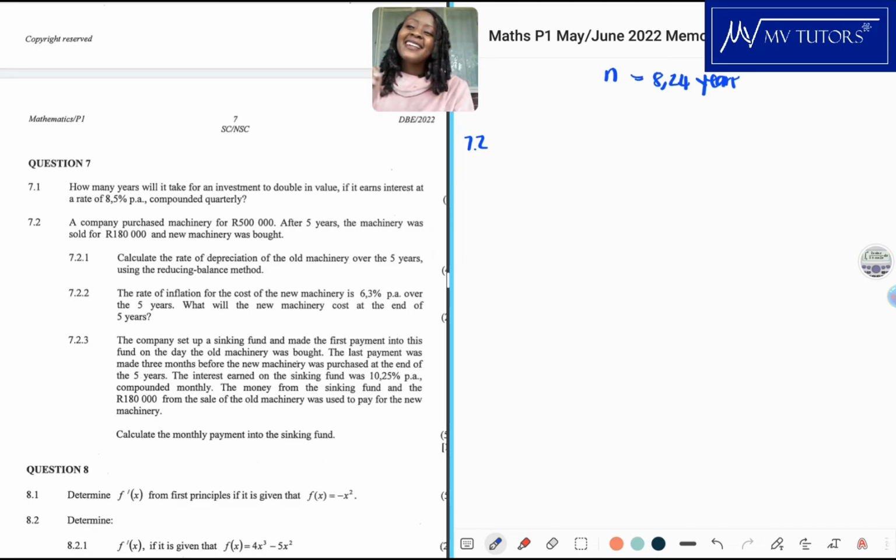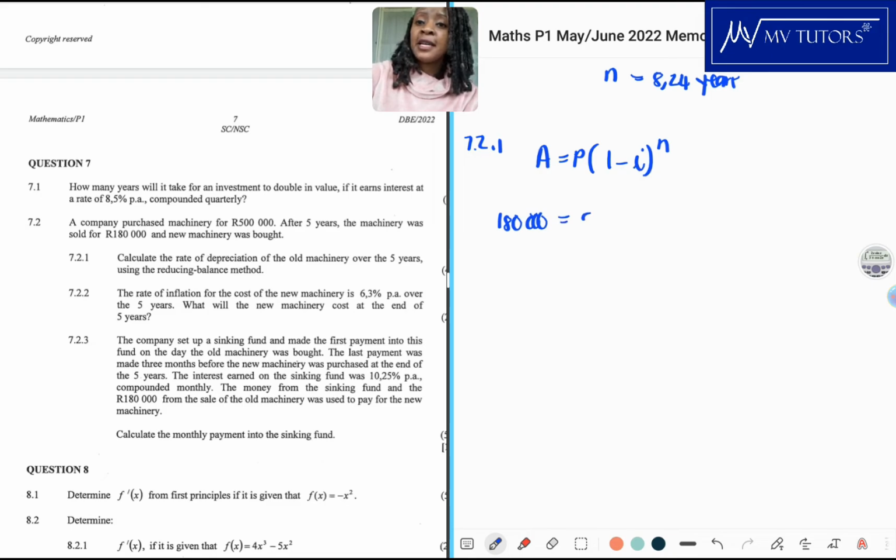Hint, hint. Now it says calculate the rate of depreciation of the old machinery over the 5 years using the reducing balance method. Okay, so this is the reducing balance method. Instead of a plus, you have a minus. So initially it was 500k and then it was sold for 180. So later on it became 180,000. Initially it was 500,000. And then 1 minus I, this is what we're looking for, and it was done over 5 years.